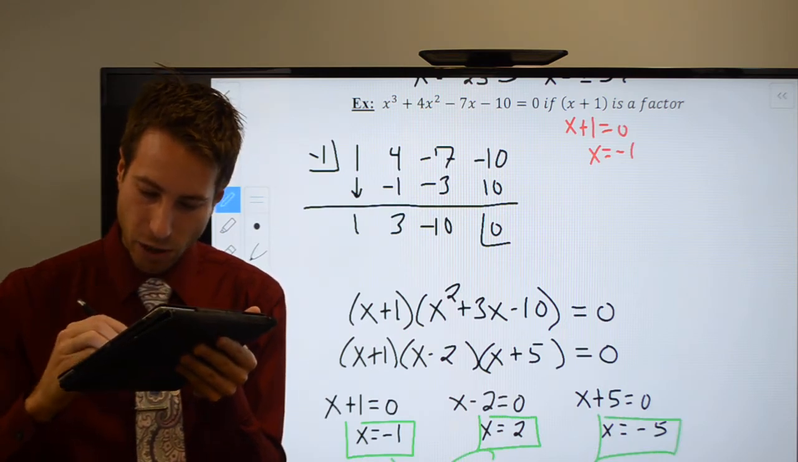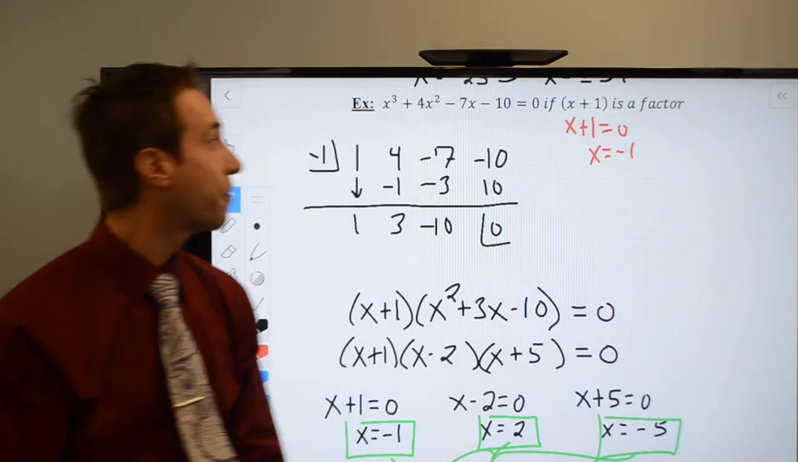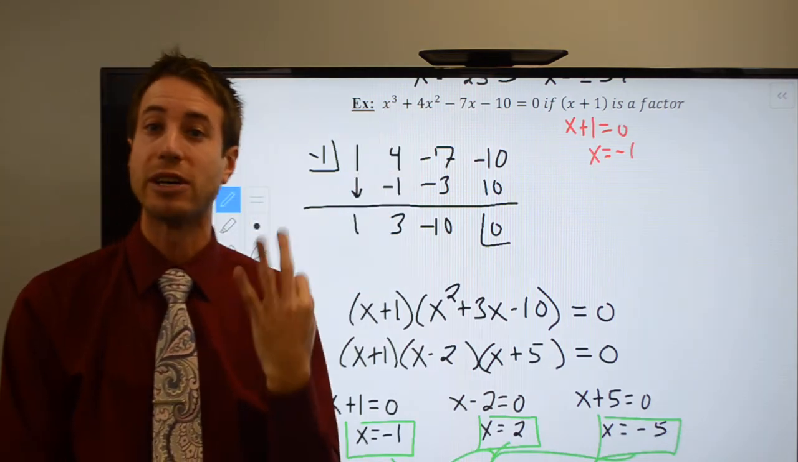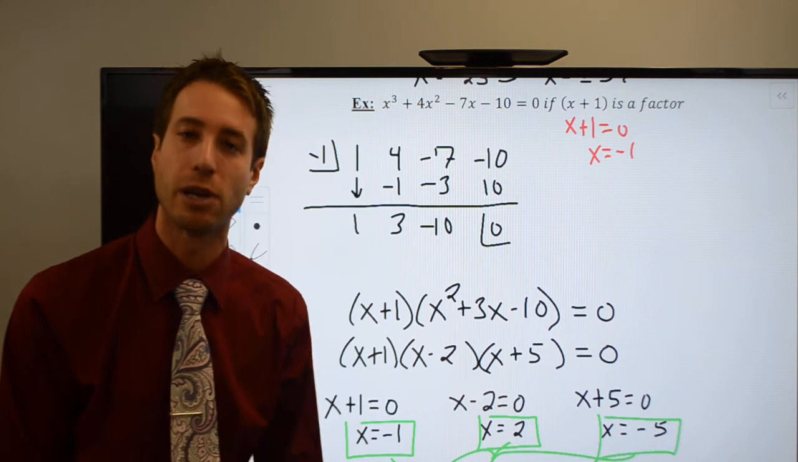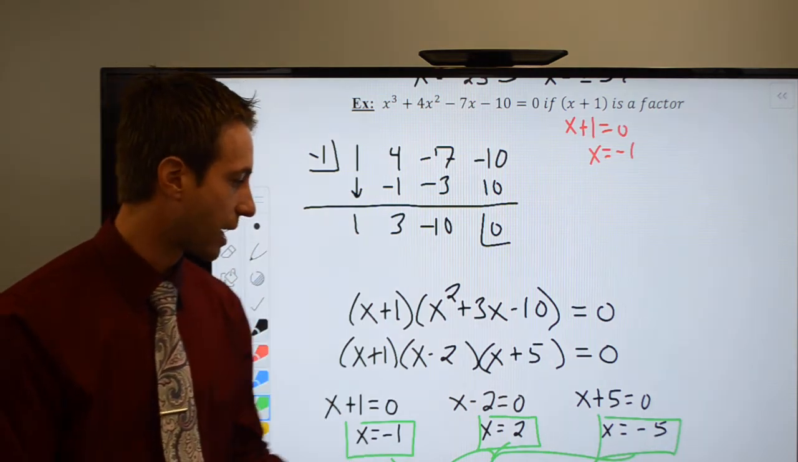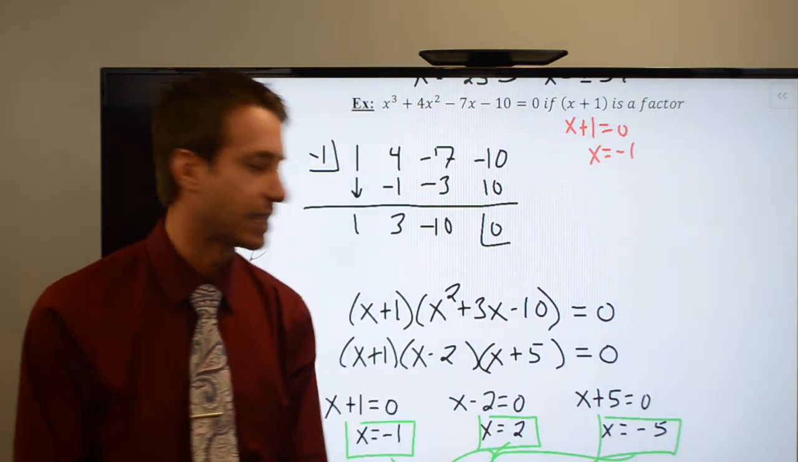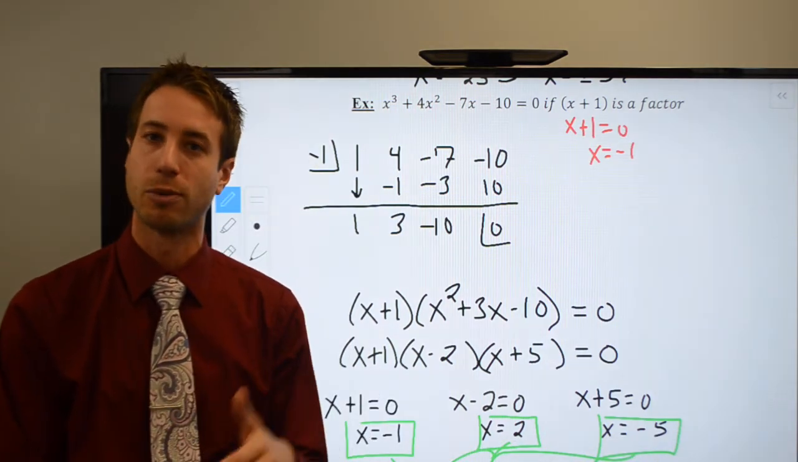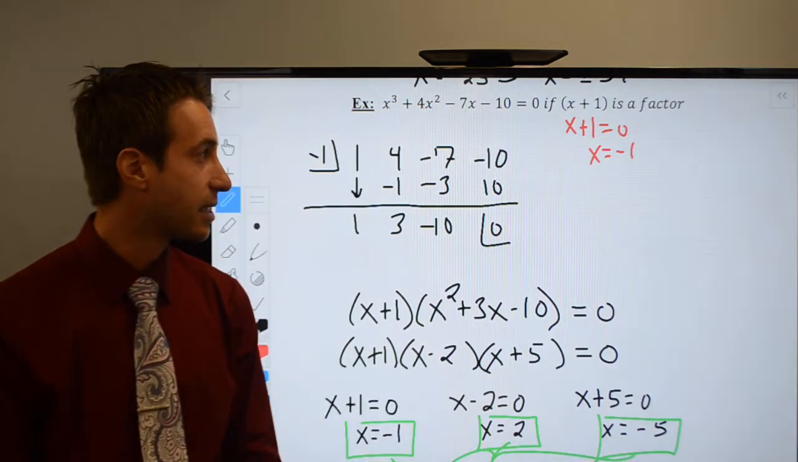for this polynomial, and that makes perfect sense since it is a third degree polynomial and the fundamental theorem of algebra tells me I should get 3 zeros. Here they are. x equals negative 1, x equals 2, and x equals negative 5. That's where this polynomial will cross the x-axis.